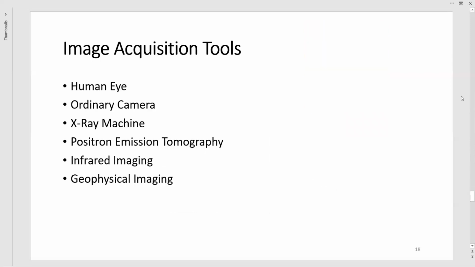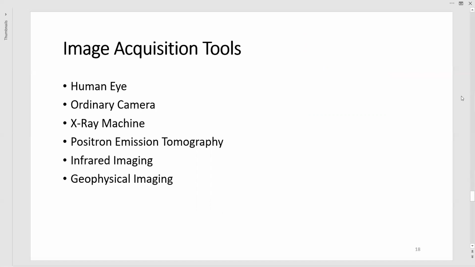Now coming to the image acquisition tools, the image acquisition part of this video. There can be anything starting from the human eye to a camera to an X-ray machine. Positron emission tomography, PET, means it is medical imaging, like the X-ray machine, and infrared imaging. First, the X-ray and positron emission are considered medical imaging modalities.